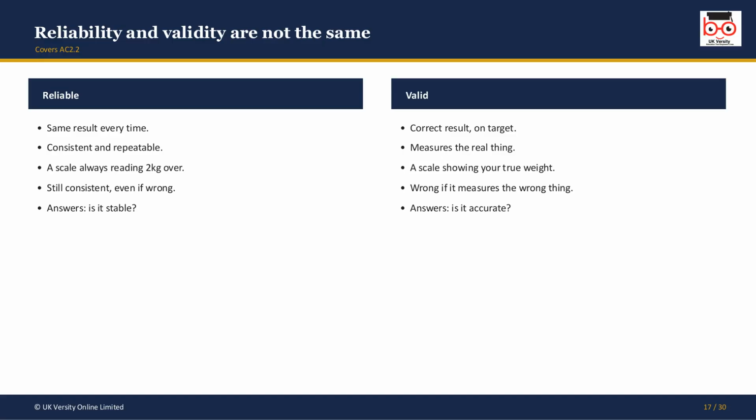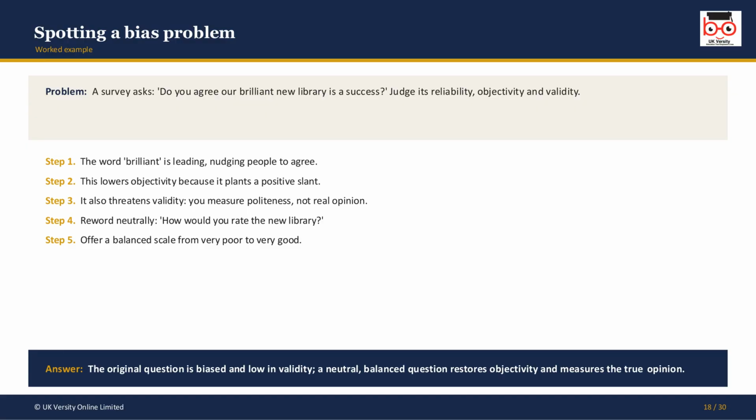It's worth stressing that reliable and valid are not the same thing. Something reliable gives the same result every time, consistent and repeatable, but a scale that always reads 2 kilos heavy is still consistently wrong. Something valid gives the correct result, measuring the real thing, like a scale that shows your true weight. Reliability asks, is it stable? Validity asks, is it accurate? You want both.